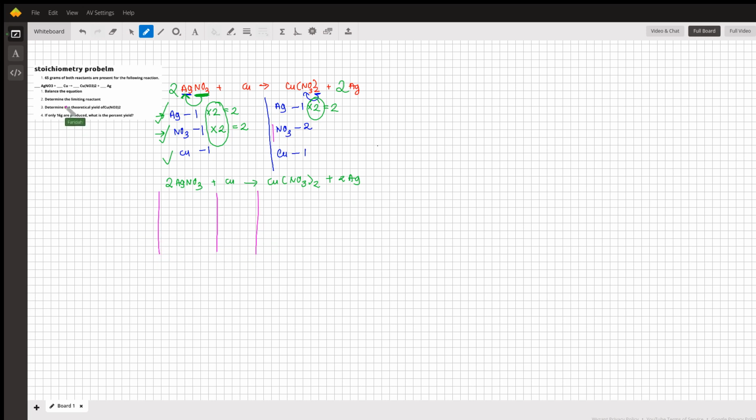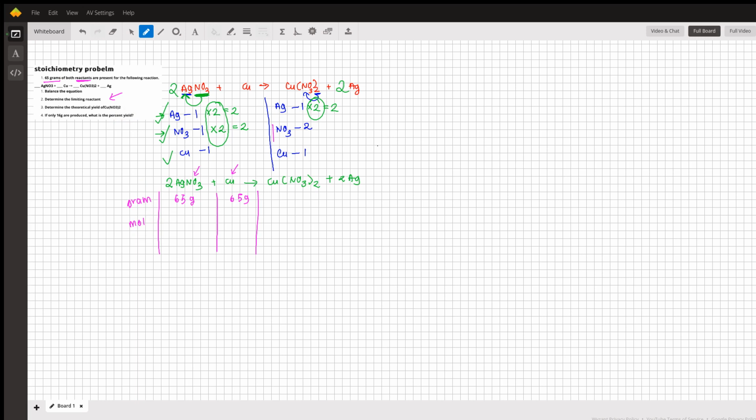First we have 65 grams of both reactants. Which ones are our reactants? The ones on the left side. So here the AgNO3 and copper are our reactants, and the question says that we have 65 grams of both of them. So each reactant is 65 grams. Now to determine which is the limiting reactant, we need to find the mole. So this is the gram, we have the gram, right?